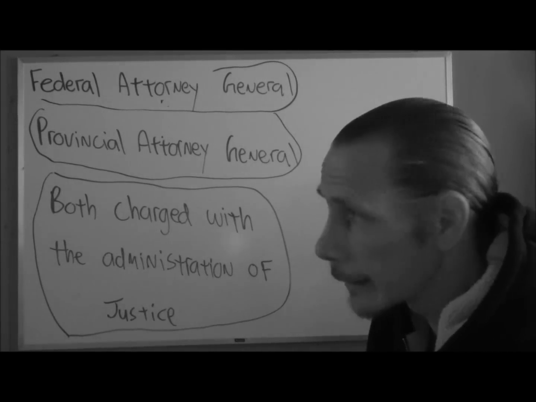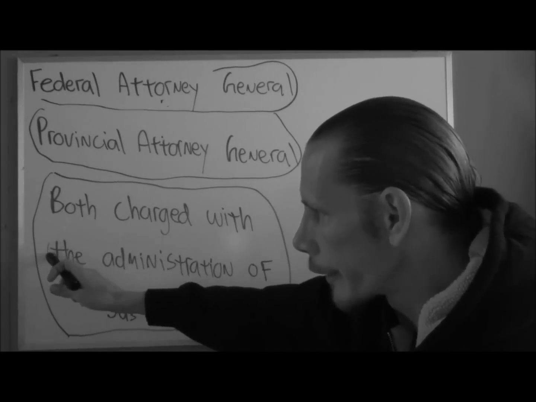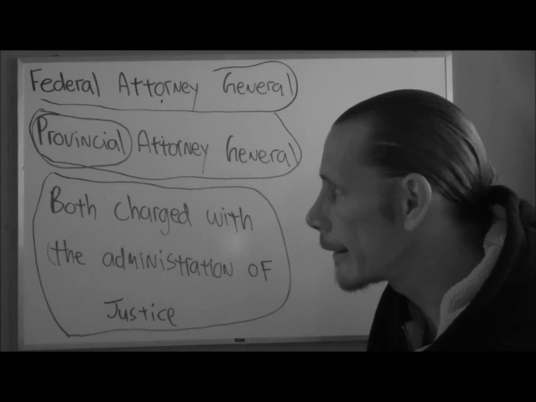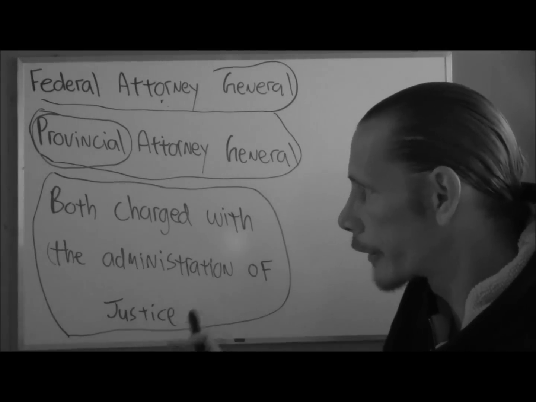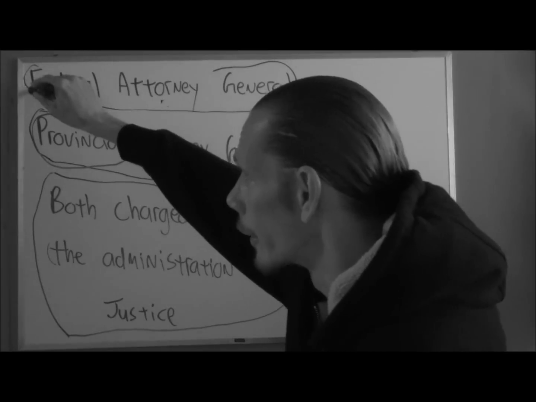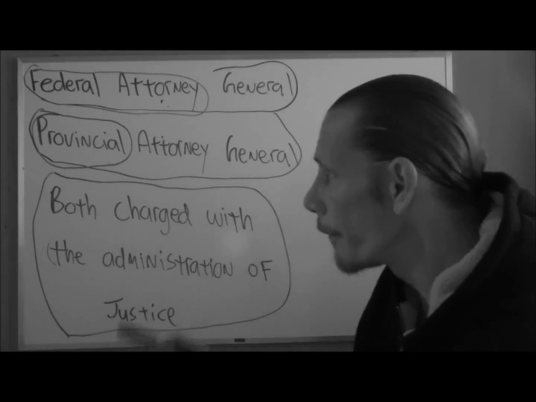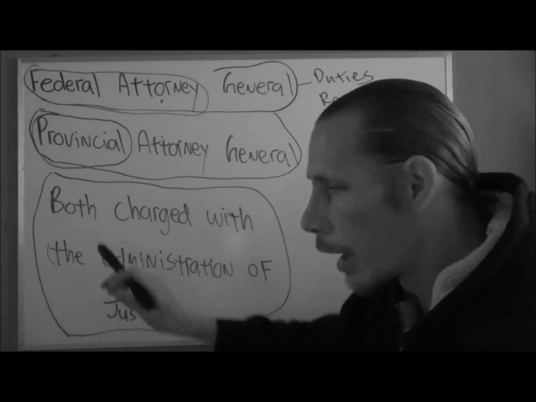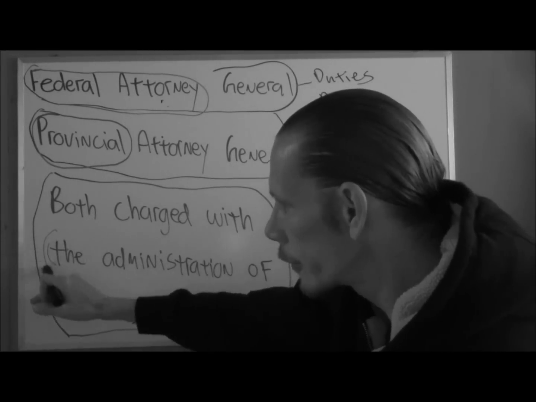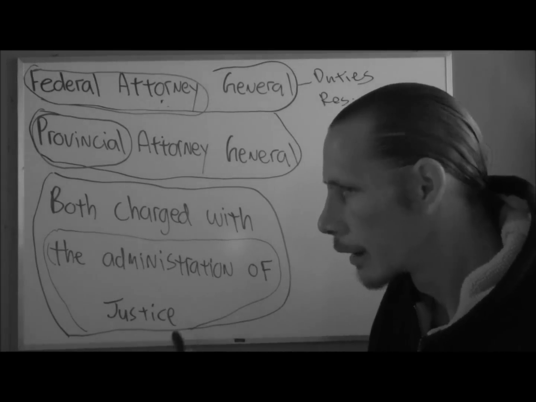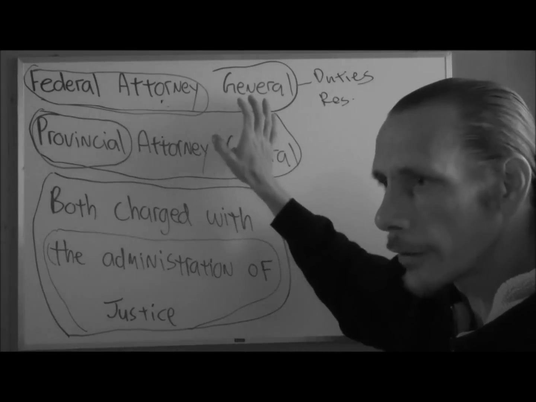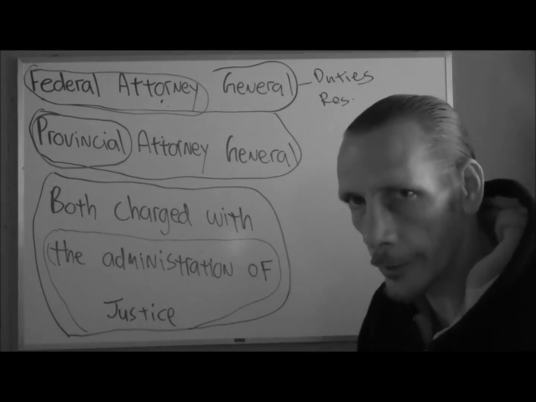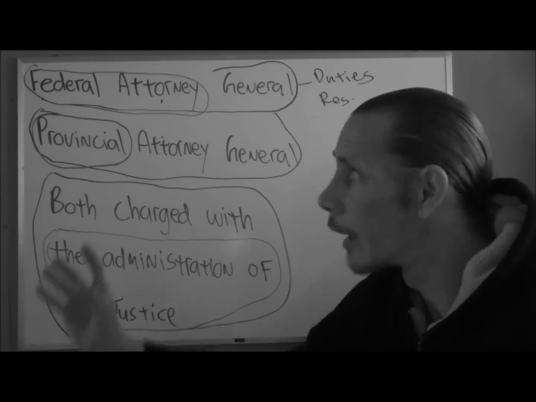Now, it specifically says that the Federal Attorney General deals with the administration of justice that is not under the control of the Provincial Attorney General. And then it specifically states that the Provincial Attorney General deals with the administration of justice that is not under the control of the Federal Attorney General. So both of these offices have their duties and responsibilities to uphold our fundamental rights and freedoms for the administration of justice, but you have to be careful because, again, there's a distinction. The Federal Attorney General deals with matters that are not under the care of the Provincial Attorney, and the Provincial Attorney General deals with the administration of justice that's not under the care of the Federal Attorney General.